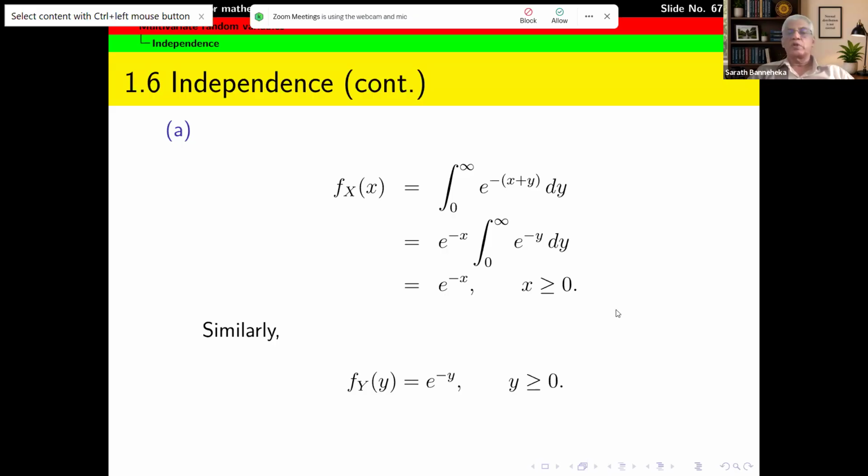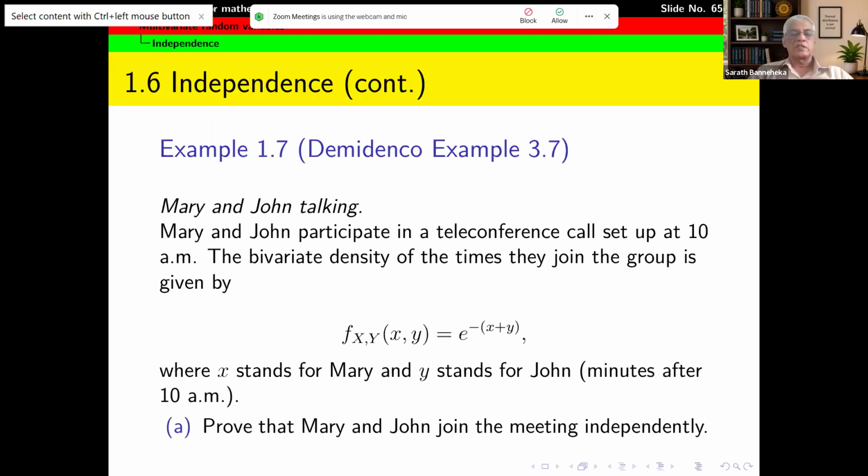And what we want is to show that the joint density is the product of these two. And in fact, it is coming in that way. We can easily see that this thing is the product of those two marginals. Therefore, that implies that capital X and capital Y are independent.